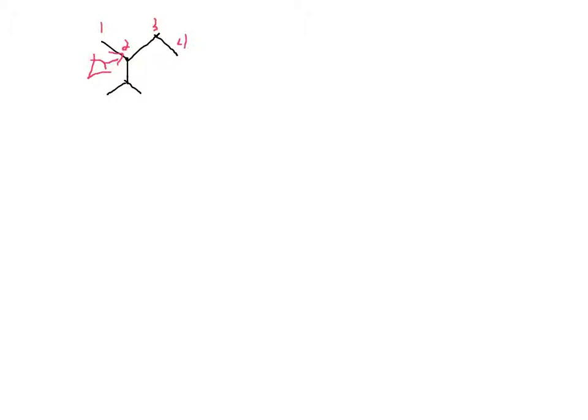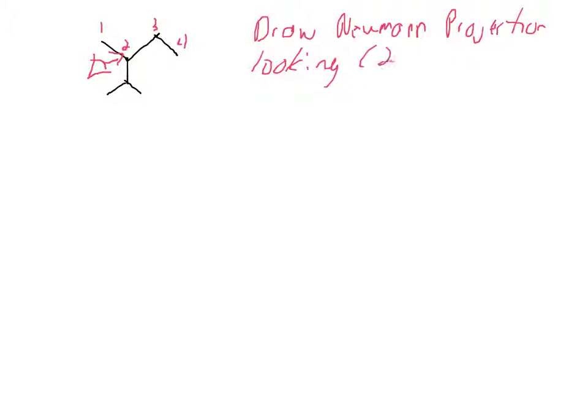So the problem will basically say draw a Newman projection looking down C2 to C3. So C2 will be the front, C3 will be the back. So the first thing you do is just draw a generic Newman projection.